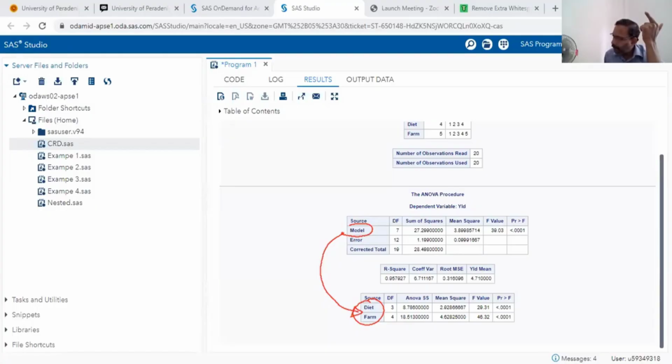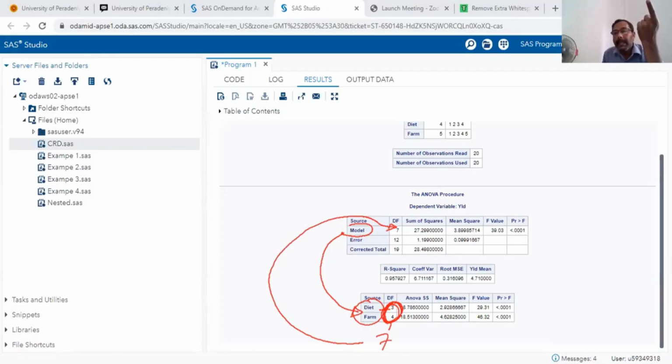So here in this example, if you add all this information, let's say degrees of freedom: 3 plus 4. We have 4 diets, 4 minus 1 is 3. We have 5 farms, 5 minus 1 is 4. So the diet degrees of freedom is 3, the farm degrees of freedom is 4. What is the addition of this? 7. That is what you get in the model, because the model is split into diet and farm.